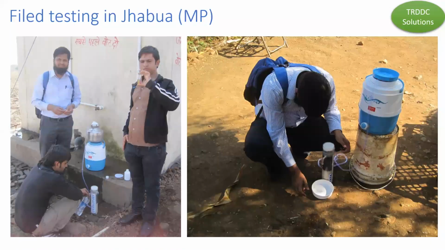This particular fluoride removal purifier we have tested in Jhabua district, because Jhabua is basically the border area of MP and Gujarat, and almost the entire Jhabua district has fluoride contamination in the water. So I visited with my team and tested some of the water that was available there. Some government-installed facilities were also there. Some of them were working, some of them were not working, and so on.